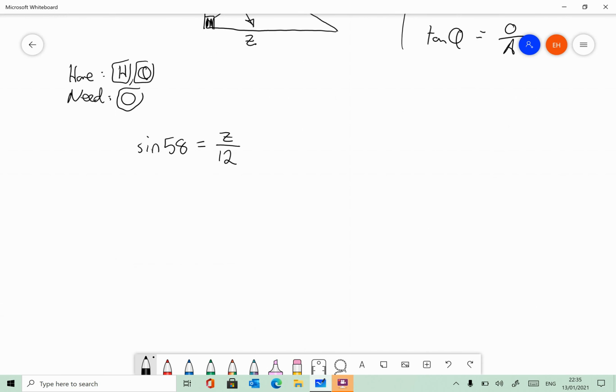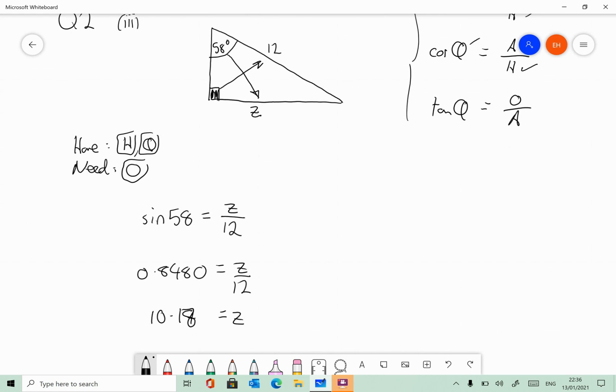So into my calculator, I type in sine 58, which is 0.8480, which is equal to z over 12. So z by itself is equal to 12 multiplied by answer, which is 10.17. 10.18 actually, sorry. 10.18. So that is the size of Z.